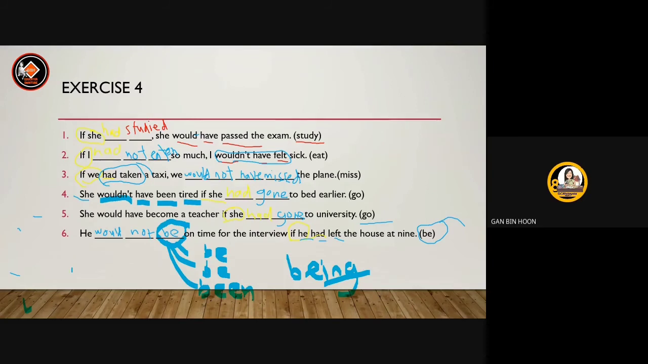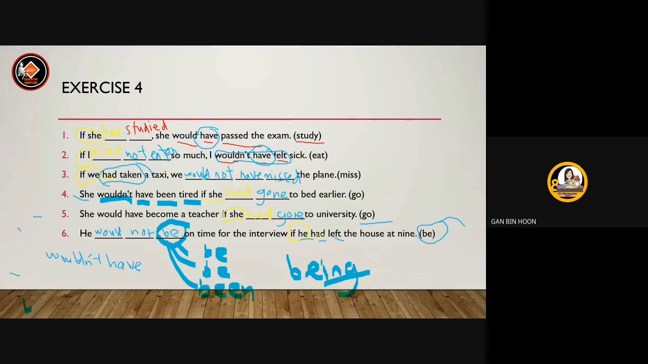Okay, so the answer will be I take a pen. Okay, he would. Bila gabungkan dia jadi wouldn't. He wouldn't. Teacher, apa yang tertinggal ni? Nampak tak ni? Had ni. Okay. He would. So kita kena guna apa? Kita guna have. He wouldn't have.